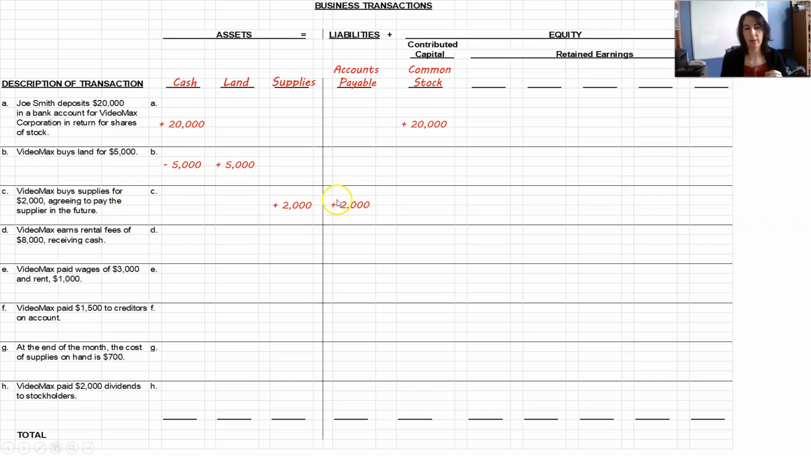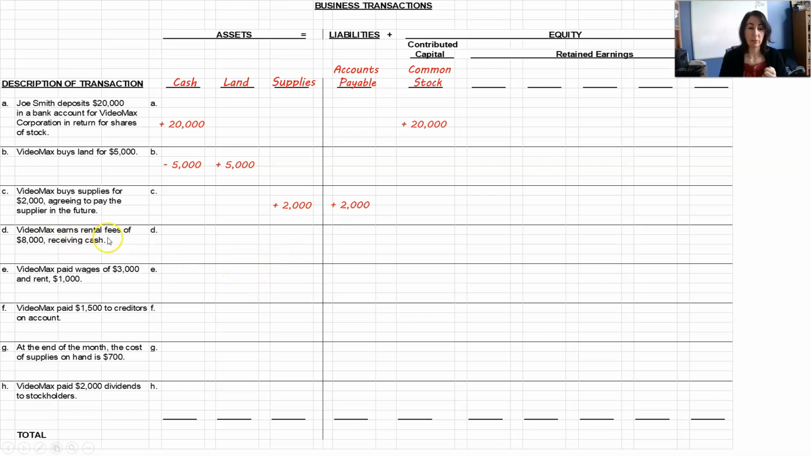Okay, $2,000. Now, you might be confused by the plus here, but the idea is you're increasing the account of accounts payable. You had no liabilities before, now you do. So you had 0 liabilities, now you have $2,000 in liabilities. So you're increasing the account of liabilities.